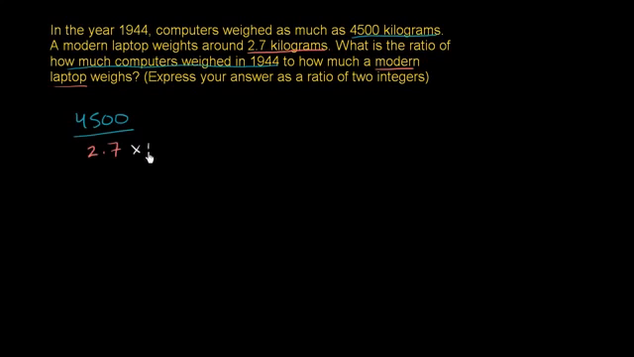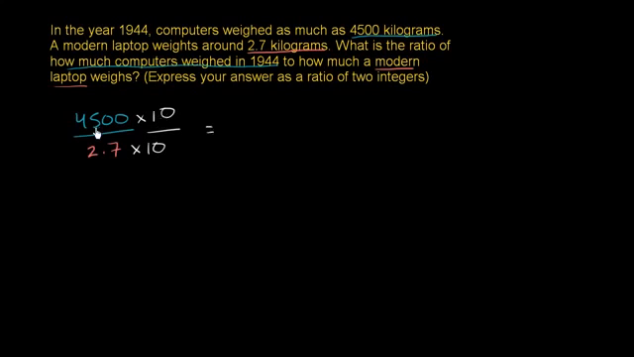So we could multiply this by 10, but if we just multiply the denominator by 10, that would change the value of the ratio. In order to not change the value, we have to multiply the numerator and the denominator by 10. This is equivalent to just multiplying this fraction by 10 over 10, which is the same thing as 1, and does not change the value. So what do we get?